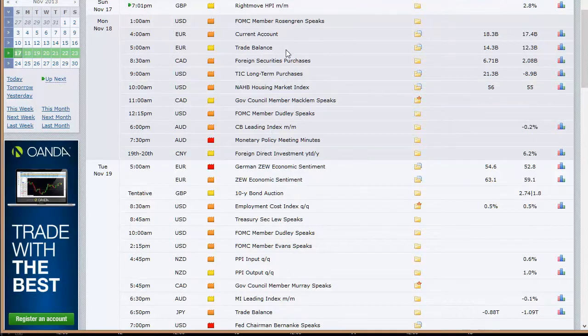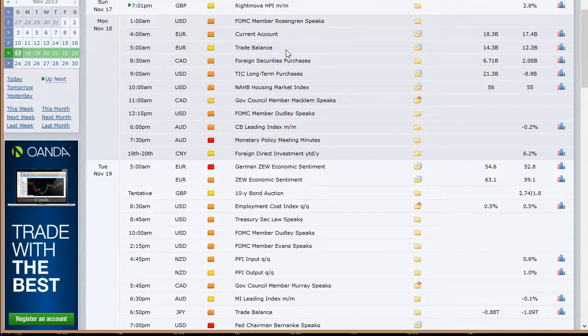Let's take a look at the economic data coming out this week. Sunday night, the Rightmove HPI out of the UK. To start the week off, we have the current account and trade balance out of Europe, 5 a.m. That trade balance number can be important. Foreign security purchases out of Canada. TIC long-term purchases out of the U.S. tomorrow morning, Monday morning to start the week. NAHB housing market index out of the U.S. Got a Fed member speaking.